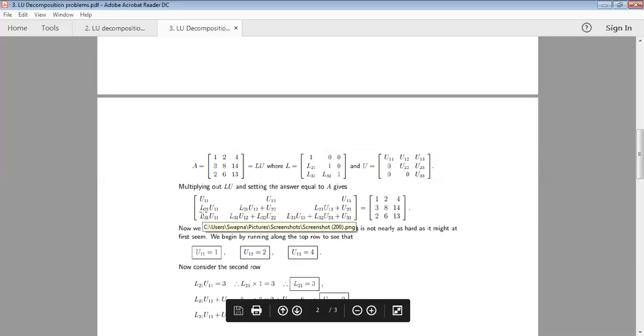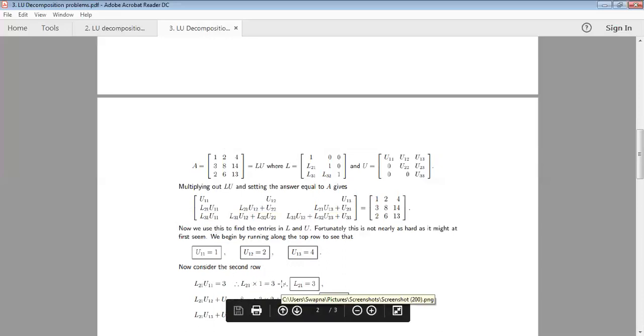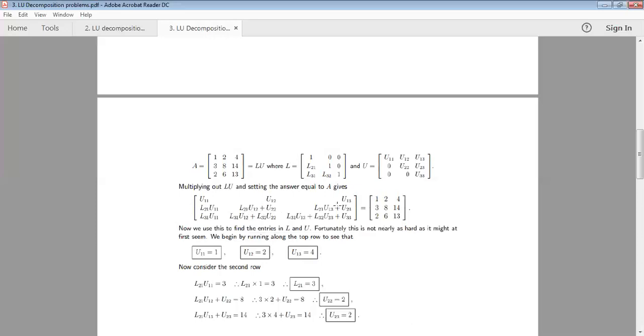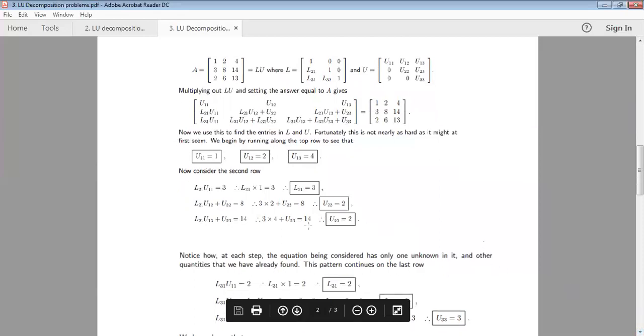Now second row: L21 U11 equals 3. What is the U11 value? U11 equals 1. So from this, L21 equals 3. Next, consider this element: L21 U12 plus U22 equals 8. L21 value is 3, so 3 into U12 value 2 plus U22 equals 8. So U22 equals 8 minus 6, that is 2. Therefore, U22 equals 2.